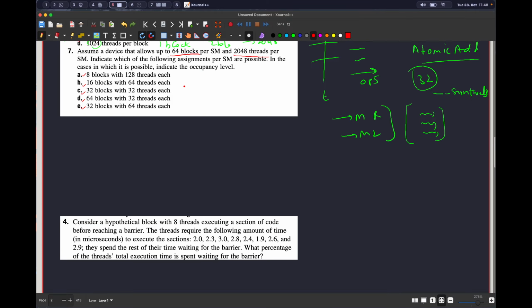So total number of threads in our first case would be, let's write it like this: 8 times 128, 16 times 64, 32 times 32. In this case, it will be 64 times 32. In the last case, it will be 32 times 64. I'll calculate it and write it down. So 128 times 8 is 1024. 16 times 64 is also 1024. 32 times 32 is also 1024. Again, it is 2048. It is 32 times 64. 2048.